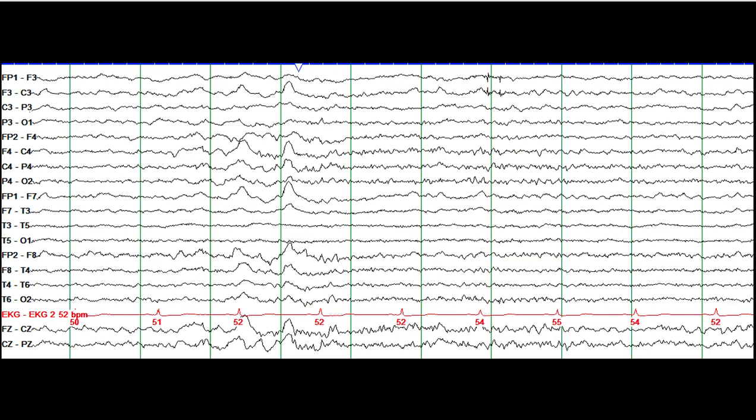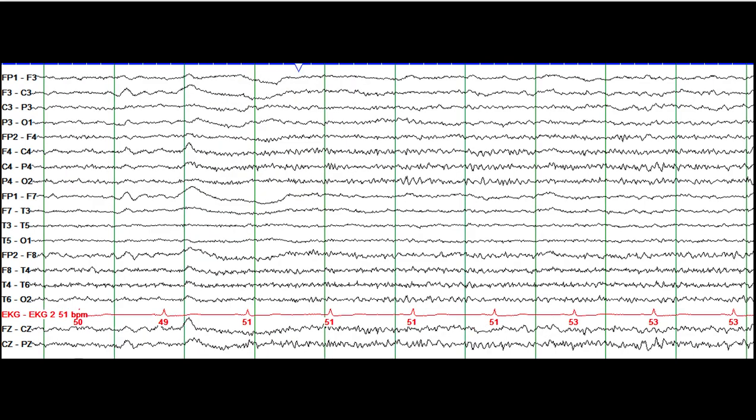Moving on to the next slide, this is a state of sleep. The patient is asleep. If you look carefully at the K complexes here, you will notice that the slowing is asymmetric. The K complexes are asymmetric between the left and the right hemisphere. They are better formed on the right hemisphere.